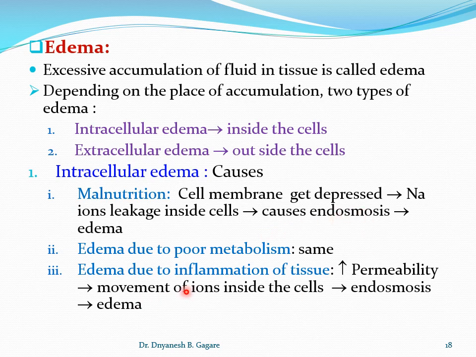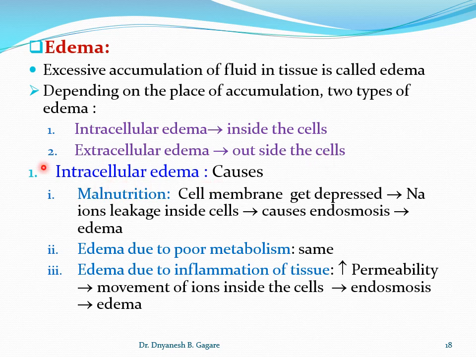Okay, then inflammation of the tissue, due to whatever the reason, again increases the permeability of the cell. There is movement of the ions including sodium ions. Other ions also enter the cell and cause endosmosis, and lead into the edema. So these are the causes of intracellular edema.